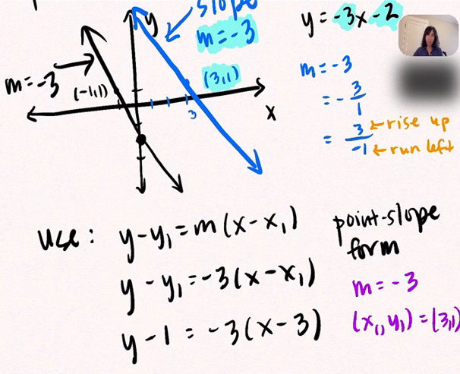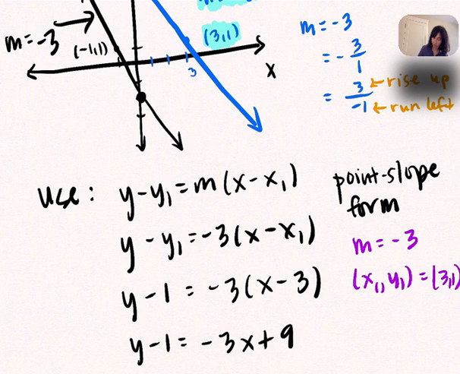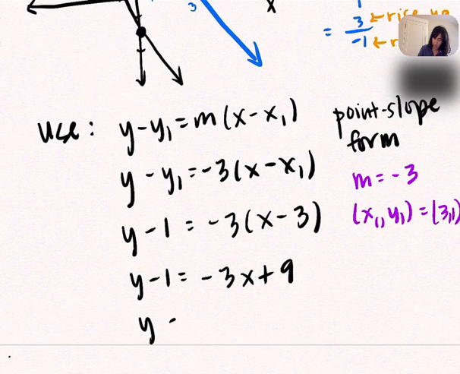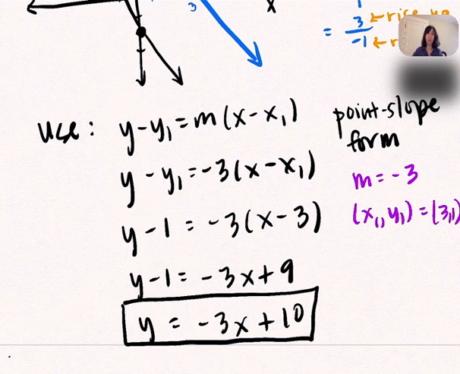Now at this point, you can either leave your equation like this, or you can solve for y. So the most common thing is to solve for y. And this is the equation for the line that is perpendicular to the line given and goes through the point 3, 1.